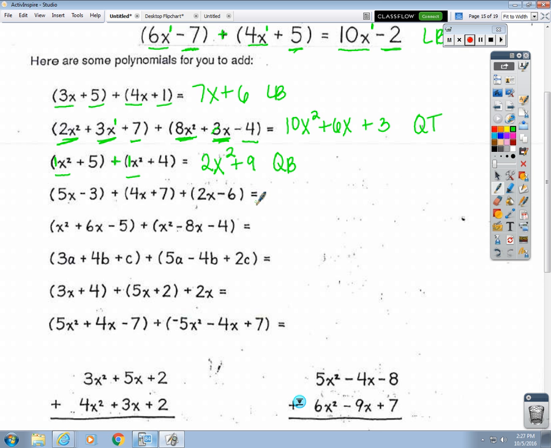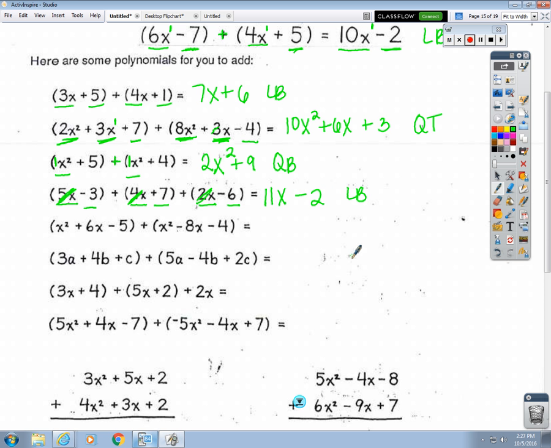Okay, the next one, we have 3 binomials they're adding together. So you can add the 5x to the 4x and to the 2x. They're all the same family. They all have a regular x as their last name. When you add them all up, what do you get? 11x. Hold on. Stop playing around over there. Then you combine negative 3, 7, and negative 6, and you get negative 2. What's the name of that one?